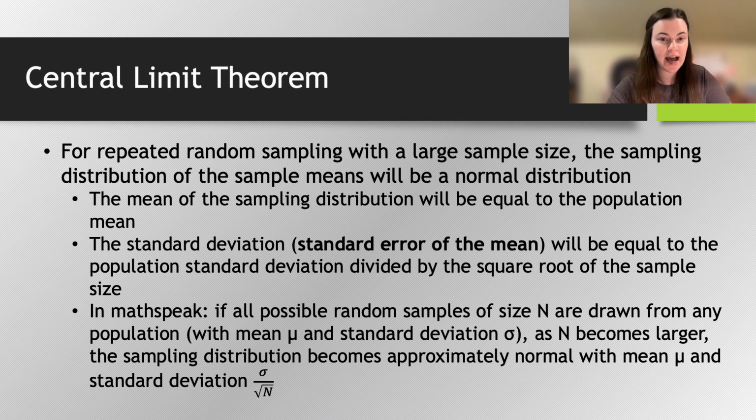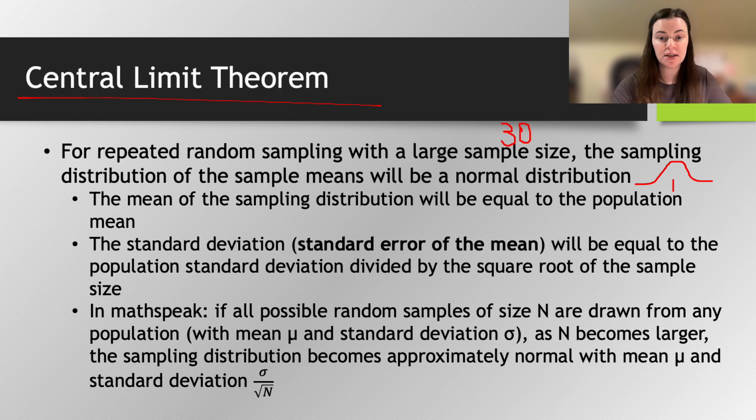I alluded to this on the last slide, but this idea of getting eventually towards that bell-shaped curve is summarized in this idea of the central limit theorem. It's also referred to sometimes in your book, or if you look this up online, as the CLT. What this theorem proposes is that for repeated random sampling with a large sample size, so anything greater than 30, once we do that, the sampling distribution of the sample means will result in that normal distribution, or again, that bell-shaped curve. The mean of the sampling distribution will be equal to the population mean.